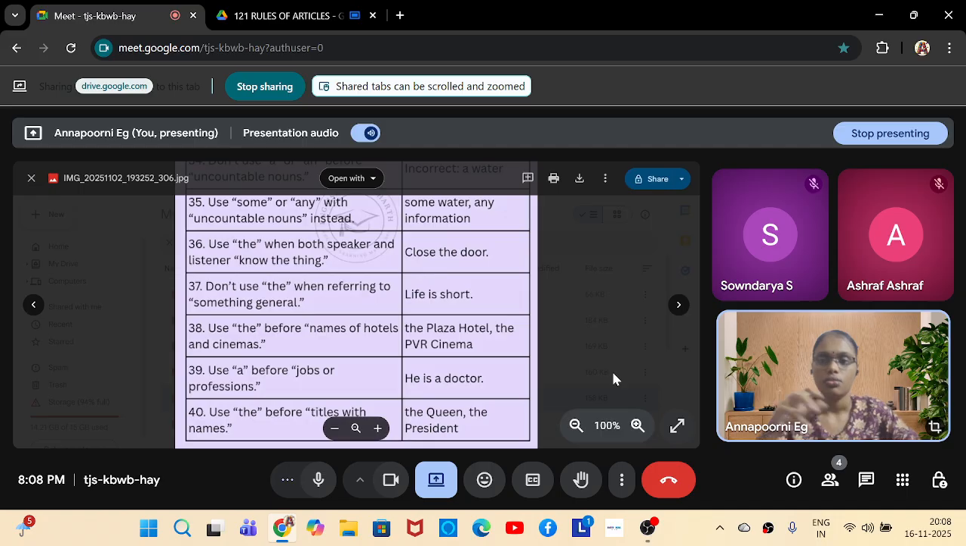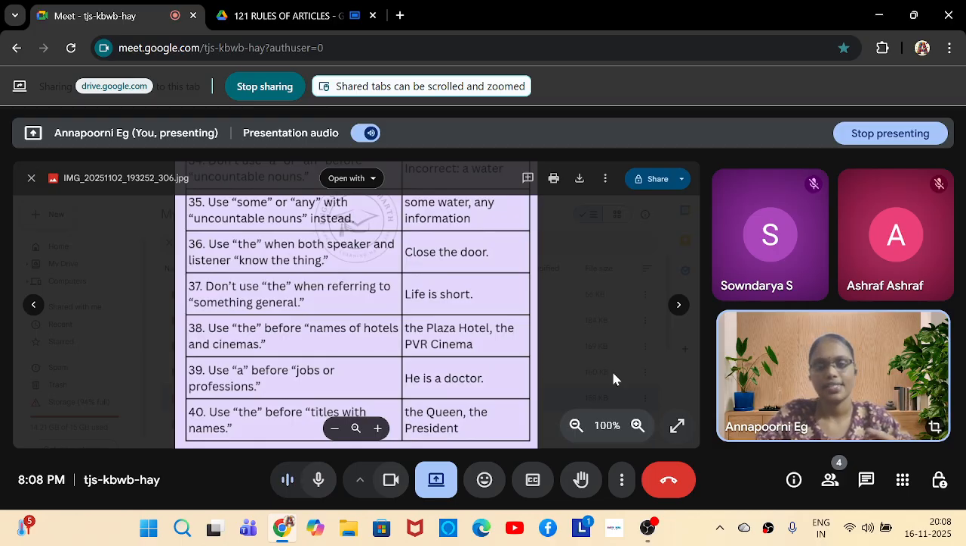So let's look at the 36th use today. 35 ആണ് നമ്മൾ നിർത്തിയത് last class. The 35th rule says use some or any with uncountable nouns. If you want to speak about uncountable nouns, you can use some or any, because a or an cannot be used with uncountable nouns, right? For instance, we don't say a water, or we don't say an oil, right? We only say oil or water in general.